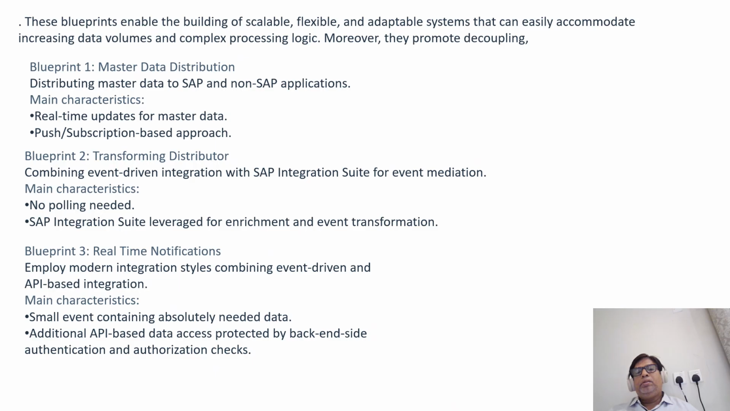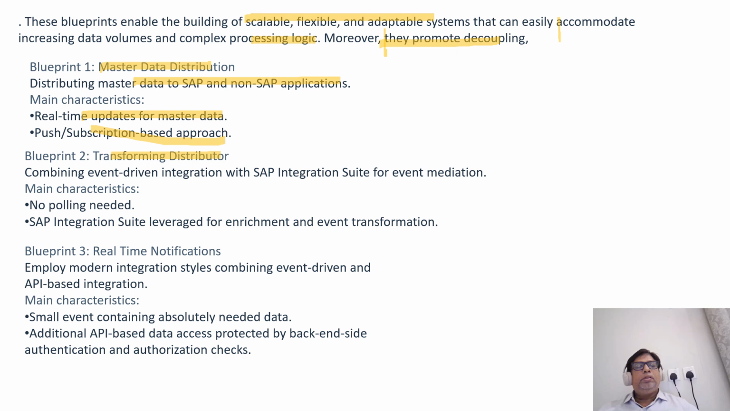Okay. And these blueprints enable scalable, flexible, and adaptable systems that accommodate increasingly complex processing logic and more prompt decoupling. Generally, it is one of the advantages, more prompt decoupling. That means the systems may not know each other. Blueprint one is master data distribution, with mainly SAP and non-SAP applications, and real-time updates will be available. Push subscription based approach. Blueprint two is the transforming distributor.